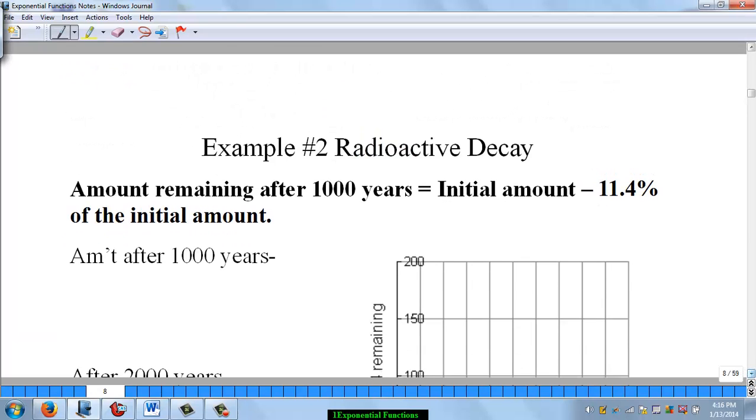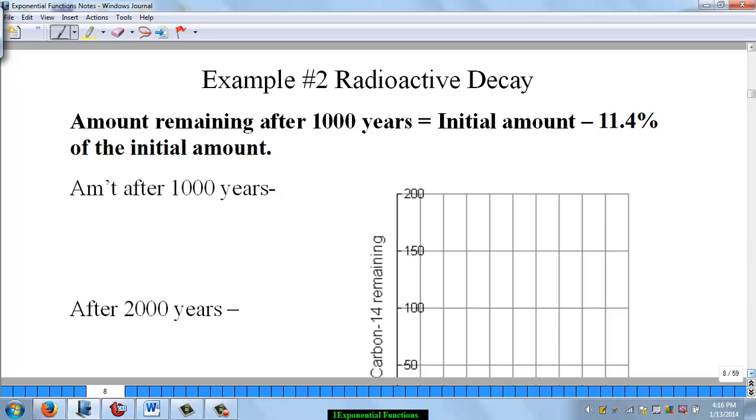So as we go to do this, we're going to kind of fill in all this stuff as we go along so you can see how it works. So again, this is declining every year 11.4%. So we start out with 200 micrograms, and I'm going to multiply it by 0.114. When I do, I get 22.8, and that means 22.8 micrograms are going away. So I take the 200, subtract the 22.8 micrograms. So after 1,000 years, I have 177.2 micrograms.